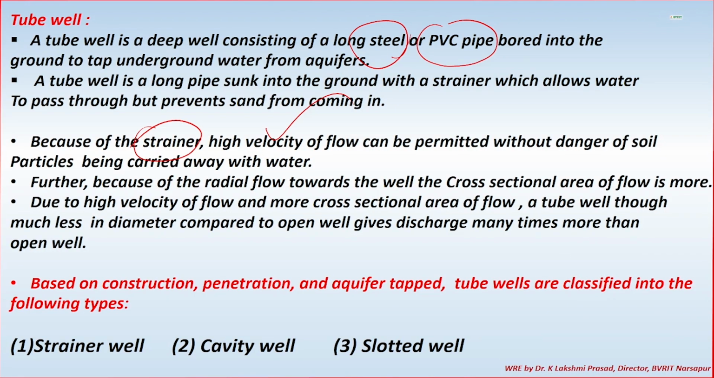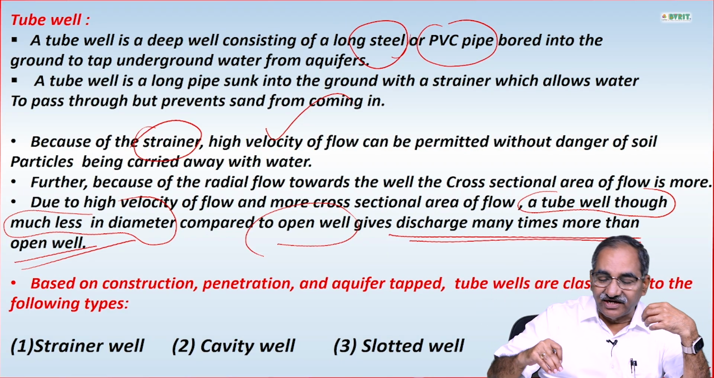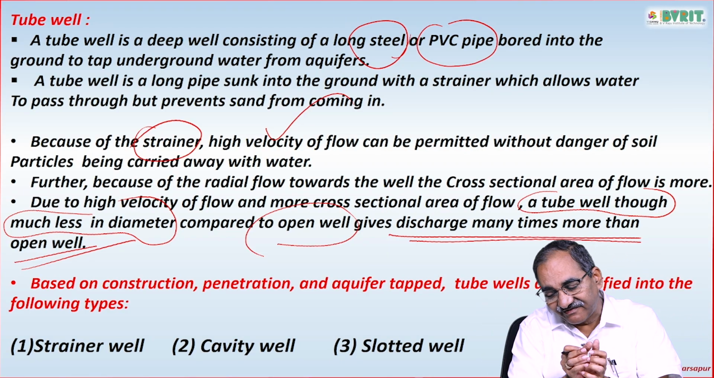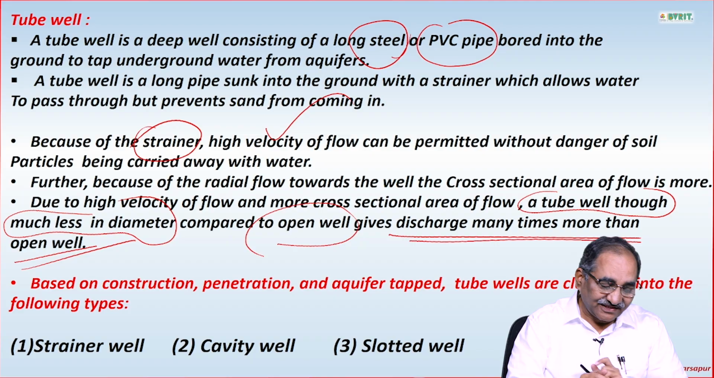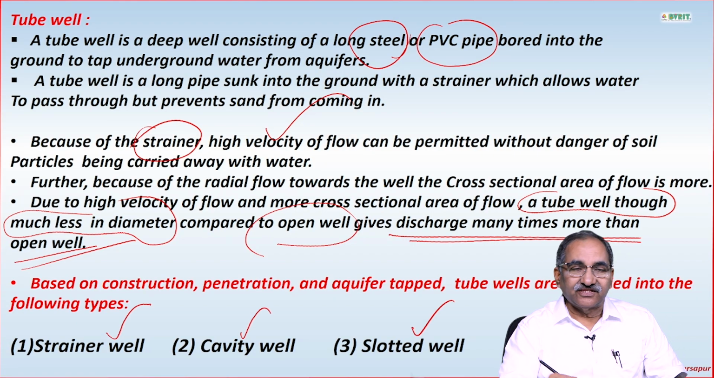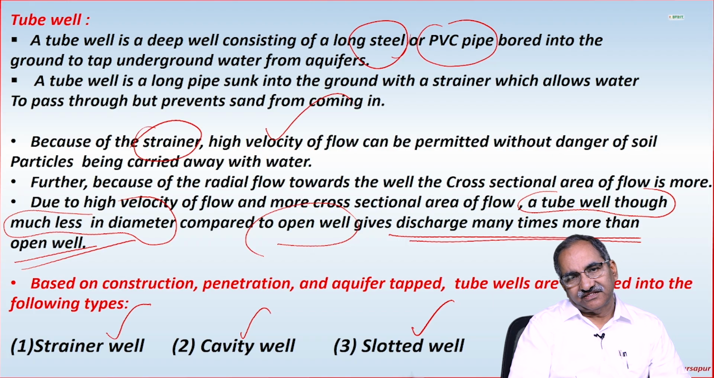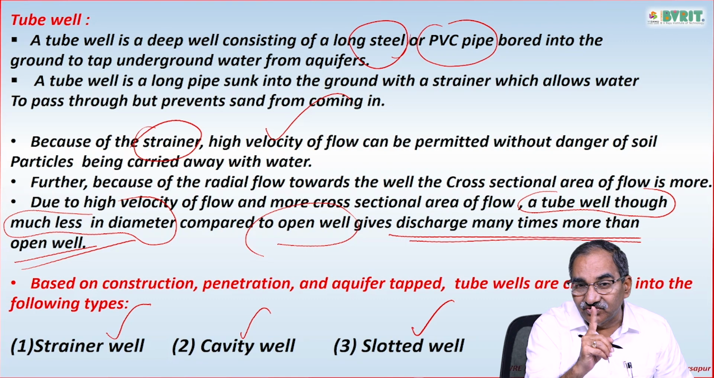Please remember, even though a tube well diameter is much less compared to an open well, the discharge is many times higher when compared to an open well. So based on the construction, how you are penetrating into it, how it is tapping from the aquifer, tube wells are classified into strainer well, cavity well, and slotted well. These are the three classifications of tube wells.